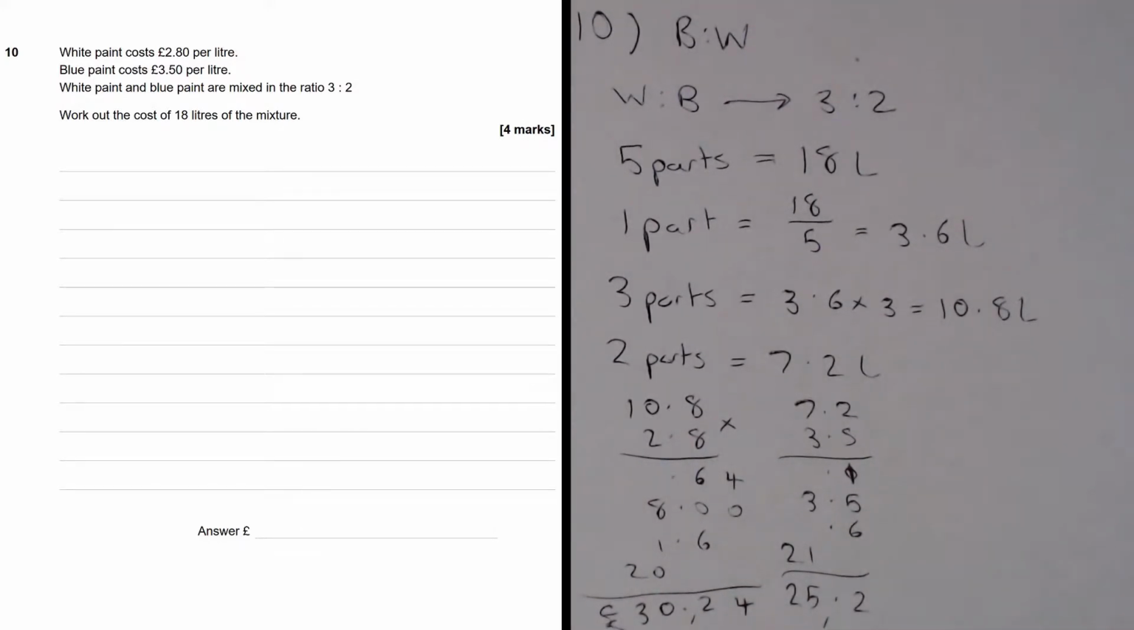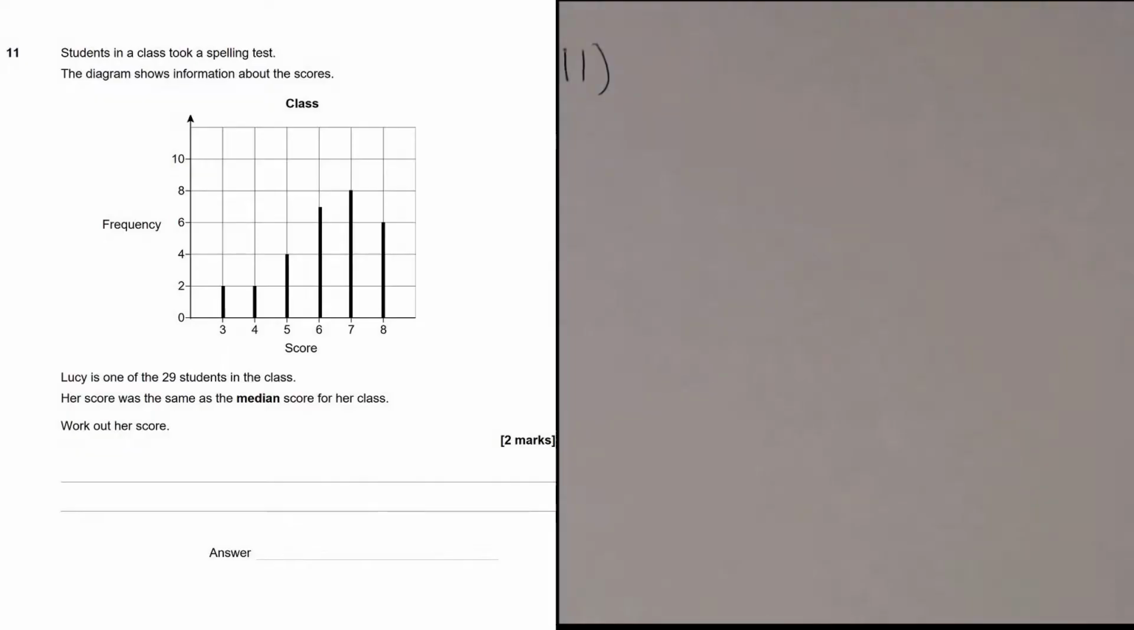So the cost of the white paint is £30.24, the cost of the blue paint is £25.20. So we just need to add these up, and if we do £30.24 and add that to £25.20, then we are going to get £55.44. That's the answer.